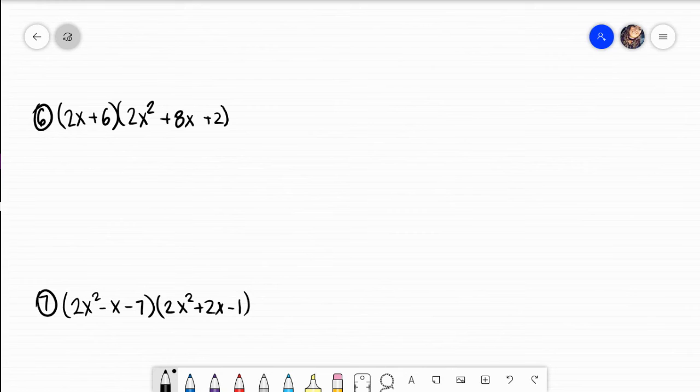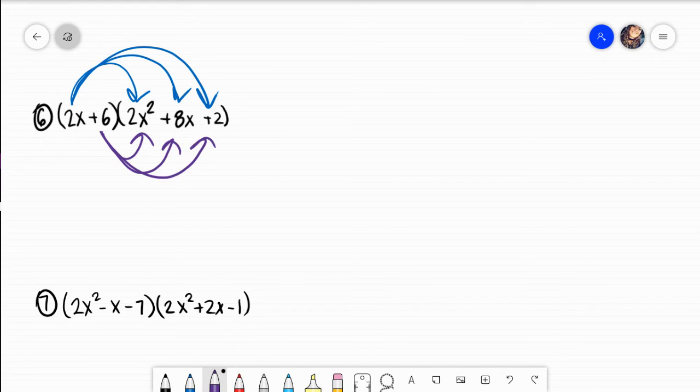Okay, so I think this one's a little fun. I'm going to do my rainbows in two different colors. When you see a binomial times a trinomial, a binomial times a binomial, a binomial times a polynomial, whatever you have, once you notice that you have multiple terms multiplying other multiple terms, you multiply each term in your first polynomial individually with each term in your second polynomial. So I'm going to do 2x times each of these, and then I'm going to do my 6 times each of these. And then lastly, I'll combine like terms.